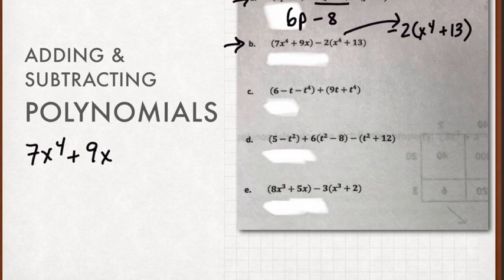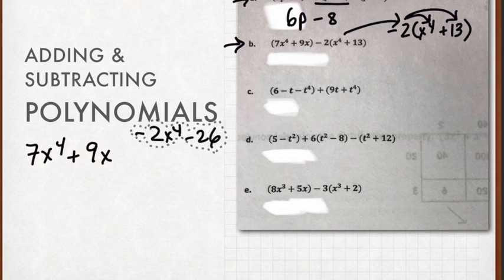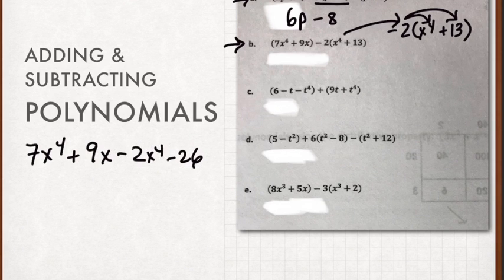And what I want to do is distribute this negative 2 across both terms, the x to the 4th power and the 13. So I'm going to distribute the negative 2, and that gives me negative 2x to the 4th power. And then 13 times negative 2 is going to be negative 26. So I'm going to go ahead and grab this and just add it.